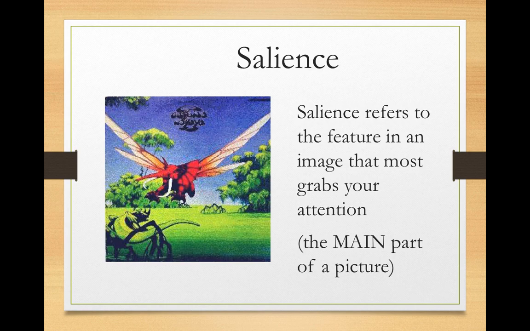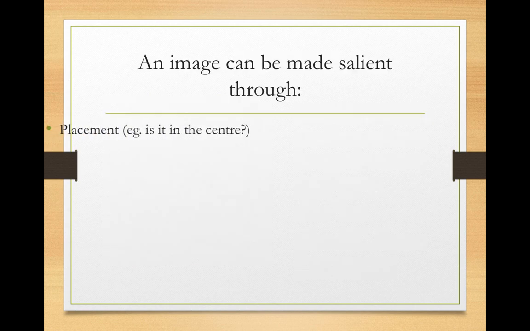The first technique we're going to talk about today is called salience. Salience refers to the feature in an image that most grabs your attention, so the main part of the image. And an image can be salient for lots of different reasons. It can be the placement. For example, is it in the centre of the image? It can be the colour. Is it a contrasting colour to the background of the image? Is it a dark colour on a white background, for example?